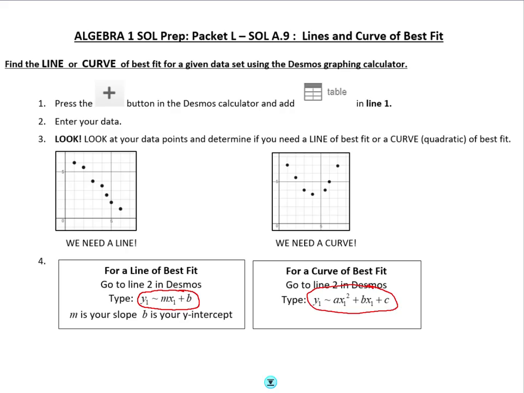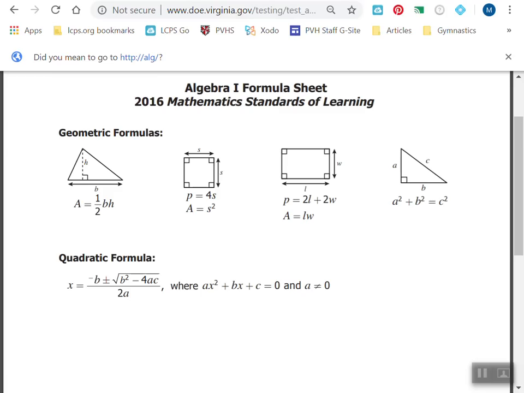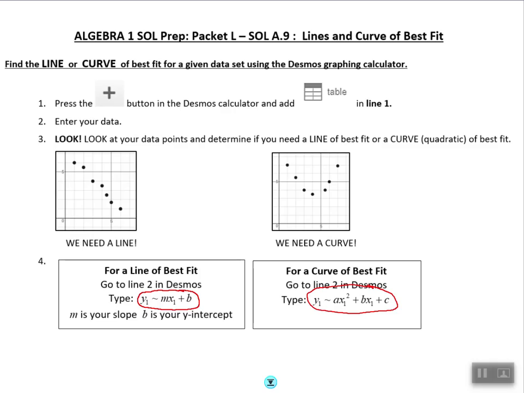The equation for a curve of best fit is a little bit harder to remember, but if you look at the SOL formula sheet, that can give you a hint. On the SOL formula sheet, under quadratic formula, it says where ax squared plus bx plus c equals 0. Ax squared plus bx plus c is basically the same thing as this equation for the curve of best fit. So if you get confused, just look at your formula sheet.